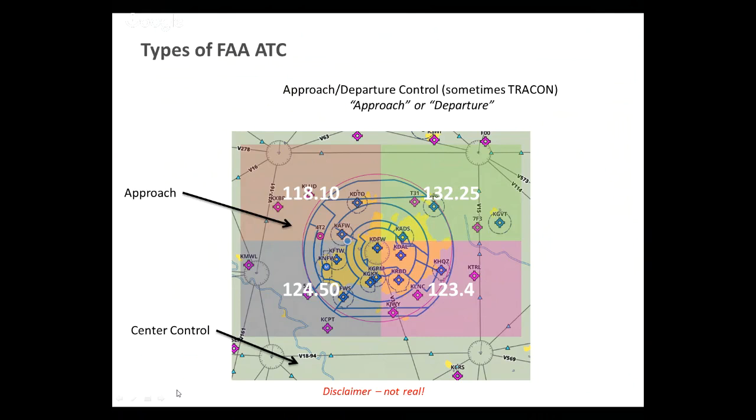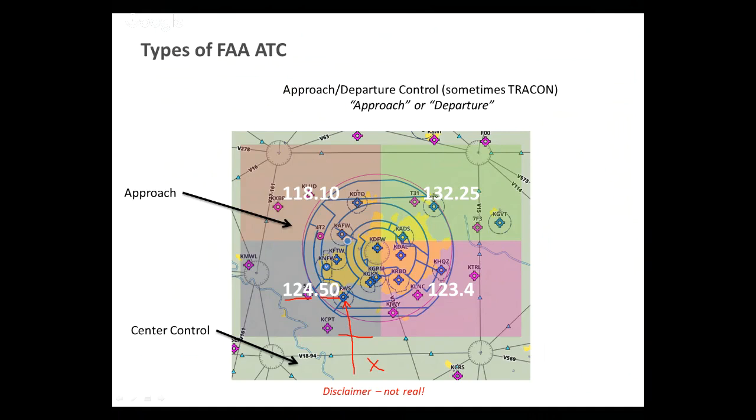And when you're transitioning from center control, which I'm showing to be kind of outside of that square area, into approach control, you're going to go through a frequency change. So let's say this is my flight path into Fort Worth Spinks Airport. I'm going to be communicating with the center controller out here. And as soon as I transition outside of the center controller's sector and into the approach controller sector, I'm going to be given a frequency change, 124.5. And the reverse is true.